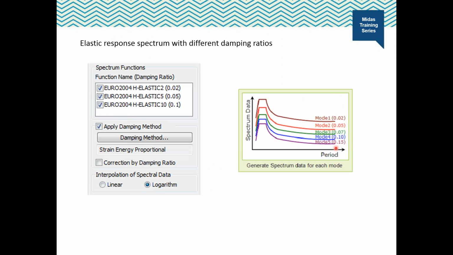As for the correction by damping ratio option, the program will calculate spectral acceleration for various damping ratios, even when only one response spectrum function is defined.